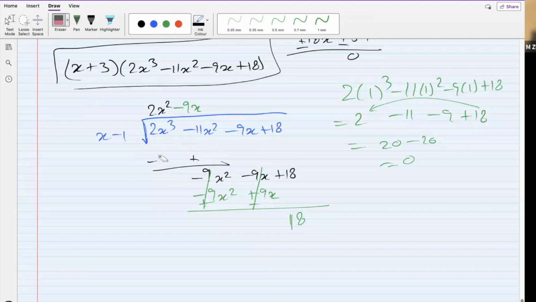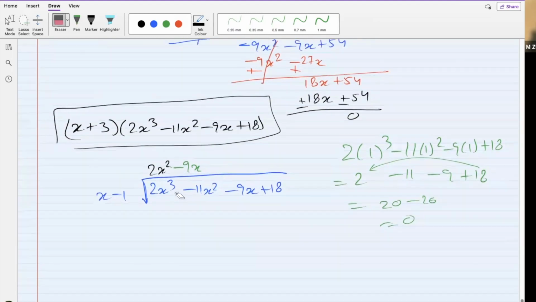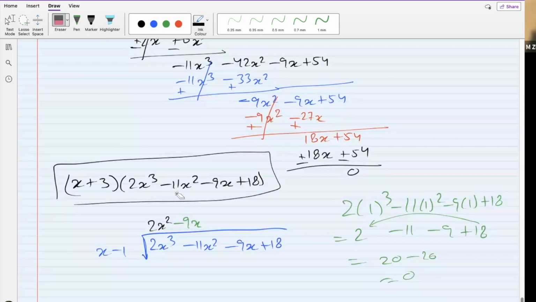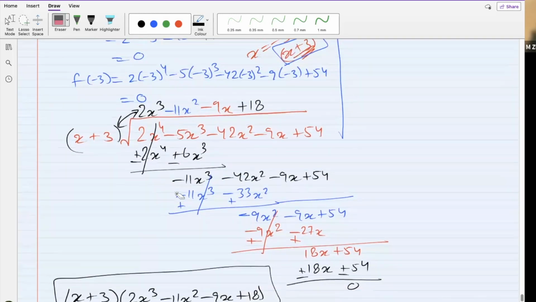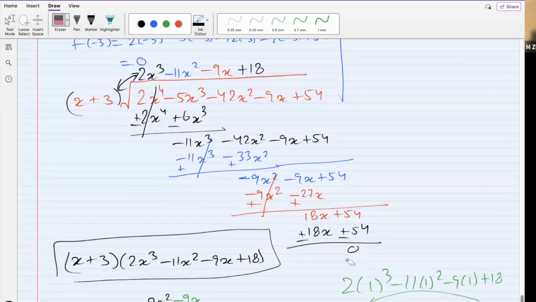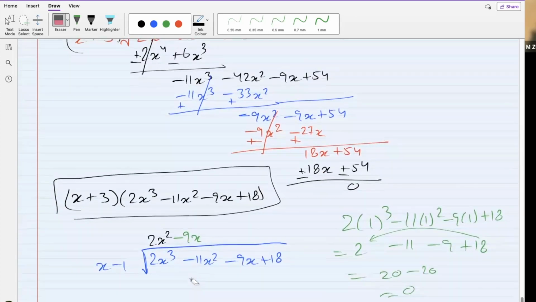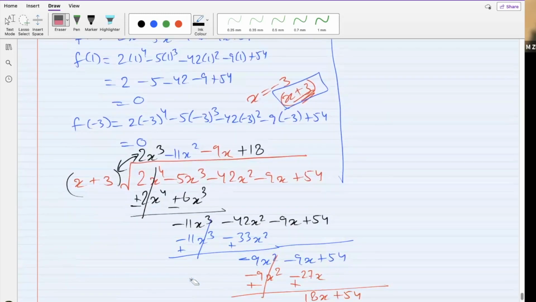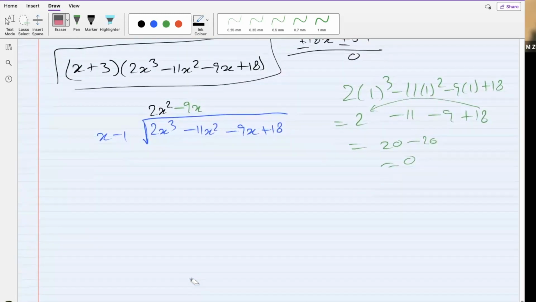Let me retry. I hope there's no mistake in the first part. No, because we got 0. So 2x cube minus 11 minus 9 plus 18, and dividing it with x minus 1.